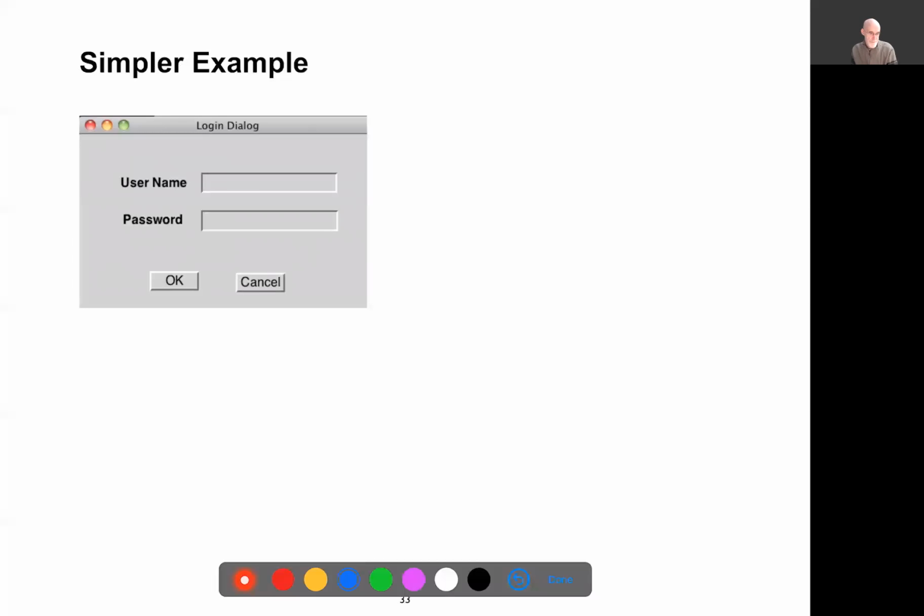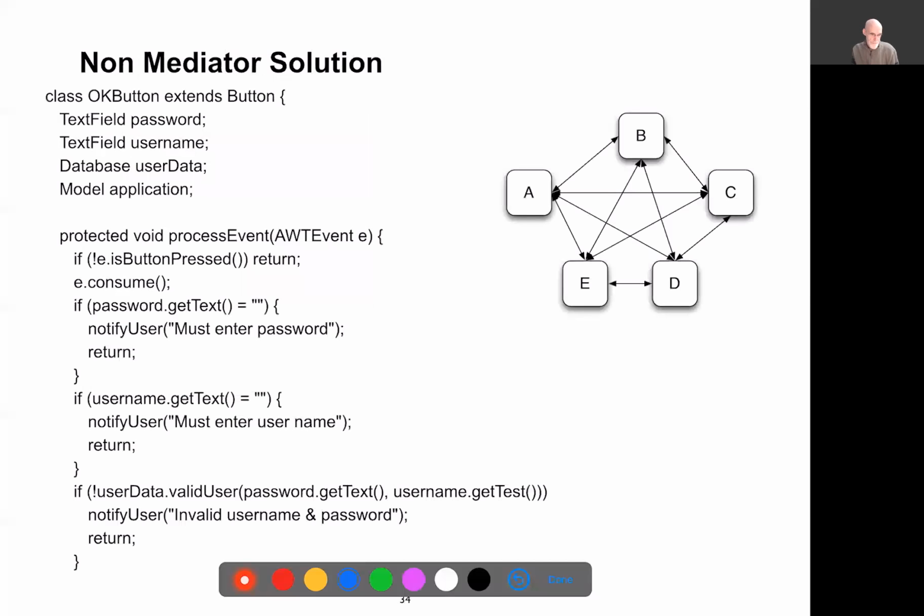Slightly simpler. Again, for example, here's a sort of fake implementation of buttons, right? The OK button has to worry about, okay, have you entered any text? If you enter text in both of them, then we can check them to see whether they're valid and go on.